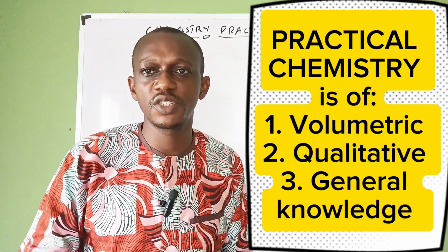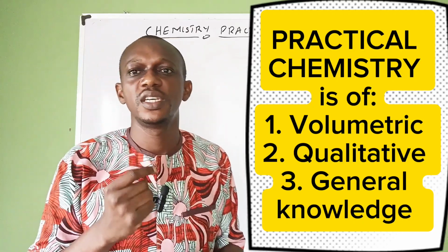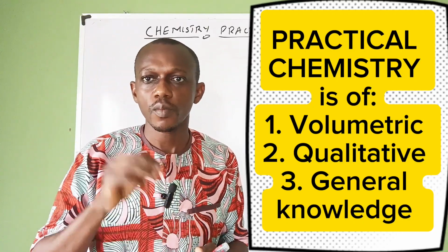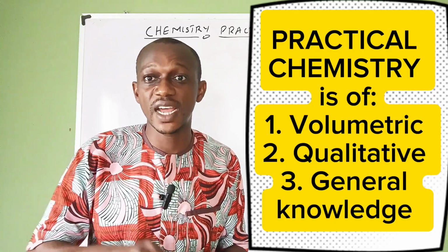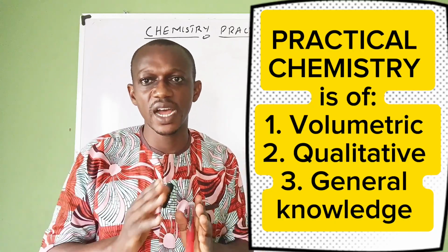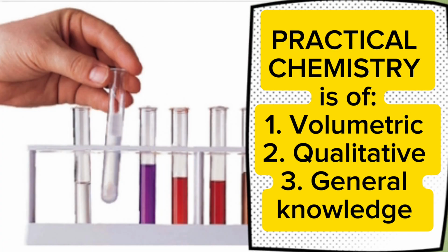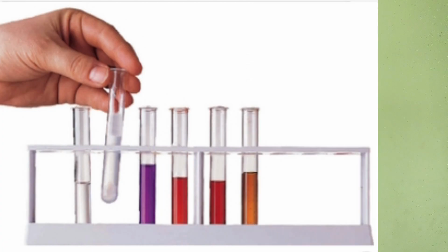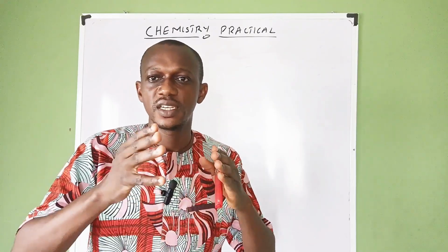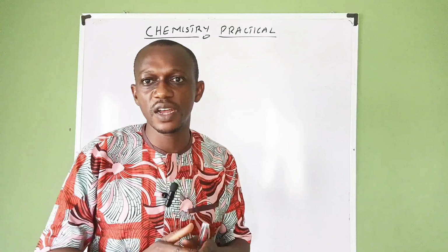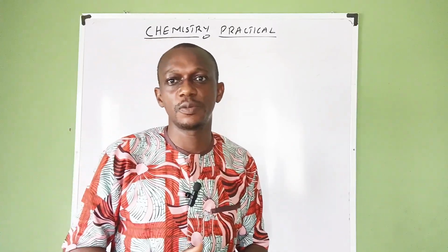Now, practical chemistry is always of three aspects. Number one is the volumetric analysis. Number two is the qualitative, which is also called SWOT analysis. And number three is the general questions. Now, the SWOT analysis is the most difficult one for students. Students find it very difficult to pass. So this video particularly will be on the cations. I will make another video on the anions. Okay, so now going to the cations.